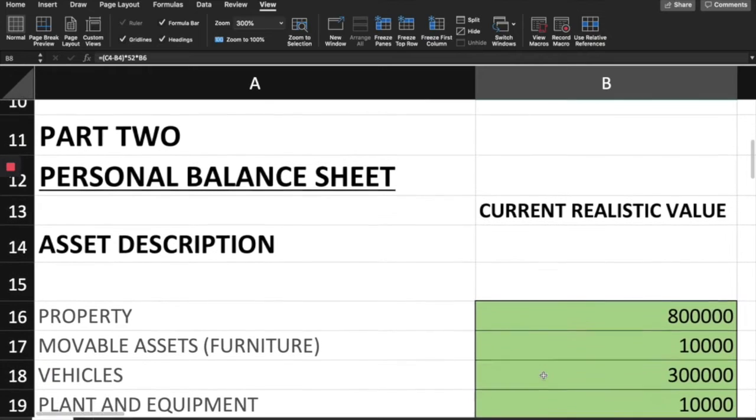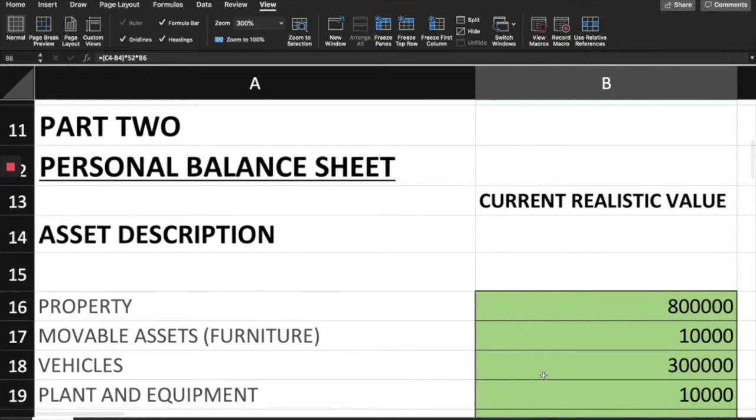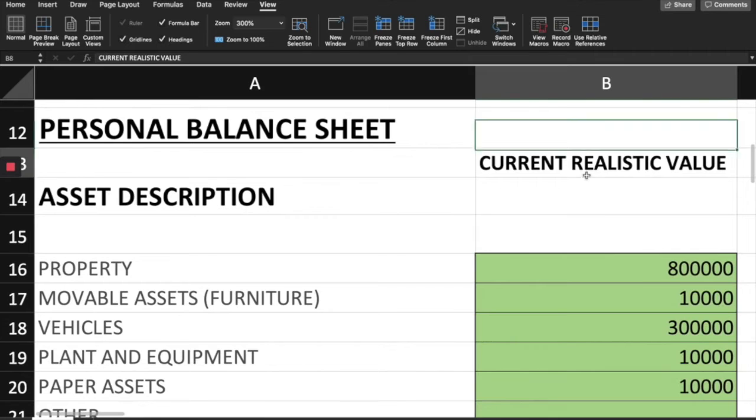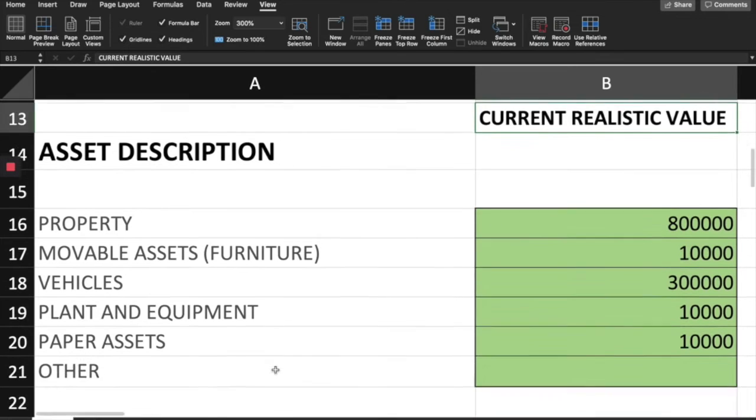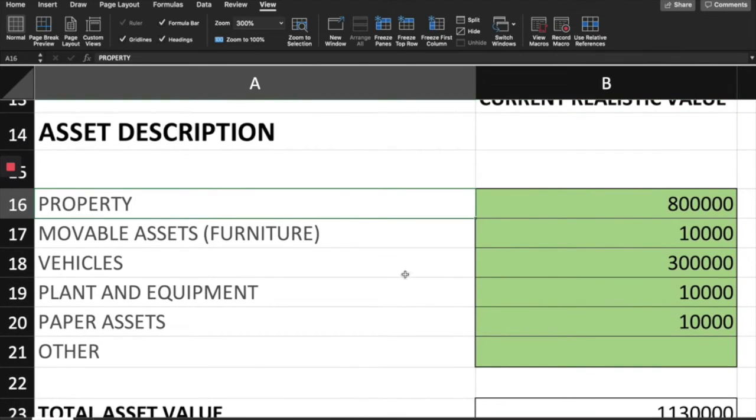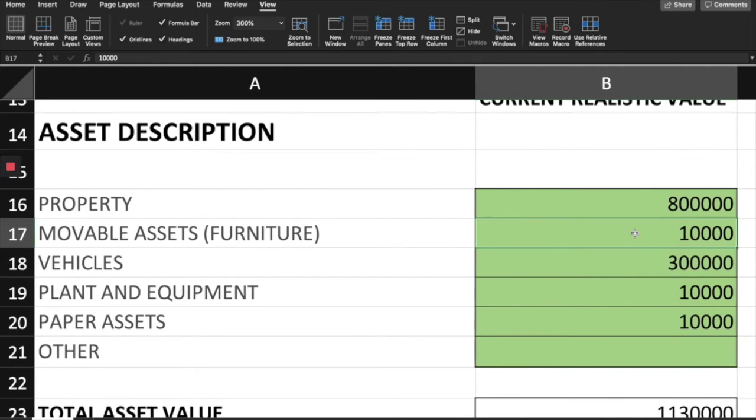Part two is to determine your net asset value. Now we just want the rough numbers here. First of all, we're going to look at your assets, and please think of your current realistic value. So let's say you do own a property. Just type in the amount you would get for it if you were to sell it today. Then your furniture, everything that you've got in your house. If you were to sell it today, realistically, what would the pawn shop offer you?